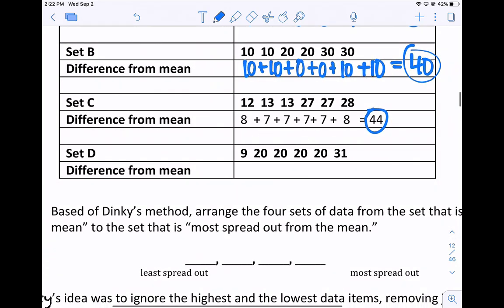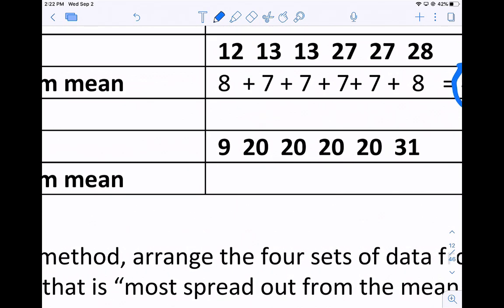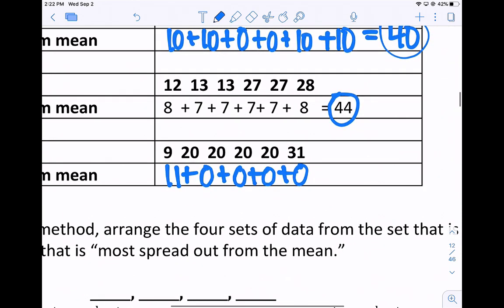And then we'll look at set D, again, distance from 20. So how far is 9 away from 20? That's 11. How far is 20 away from 20? Well, each of those is 0 away. And then how far is 31 away from 20? Again, that is 11. And so set D has this number of 22.